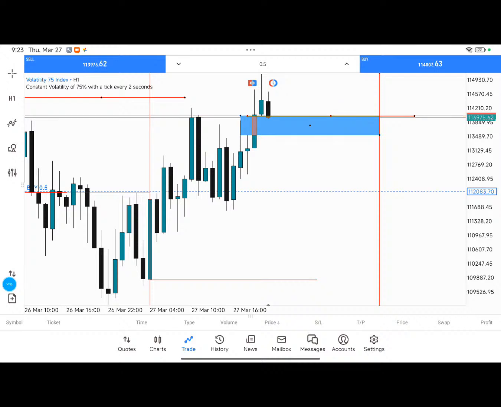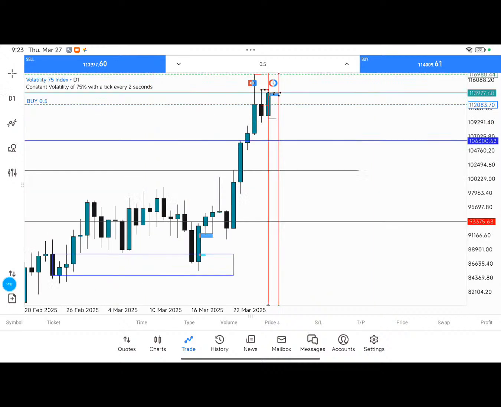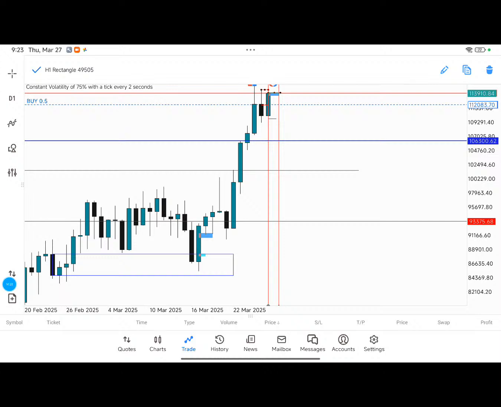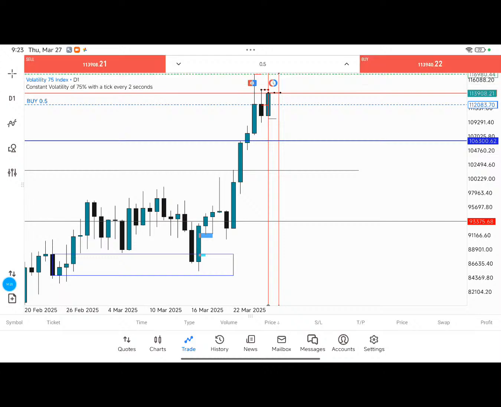So what are we expecting tomorrow? Let's go to the daily. What are we expecting tomorrow? So on the daily, let me try and clear the chart, okay, so that you have a more concise view of what is on the daily.